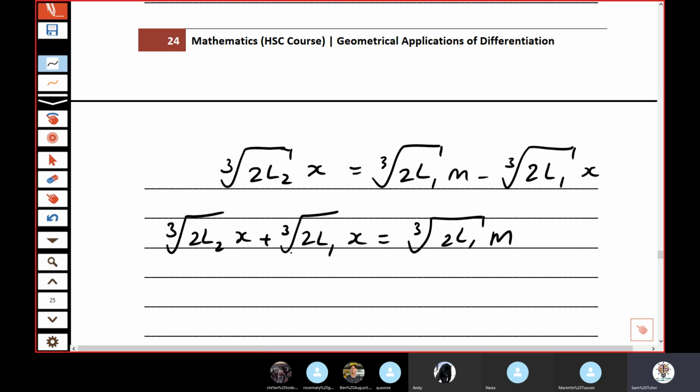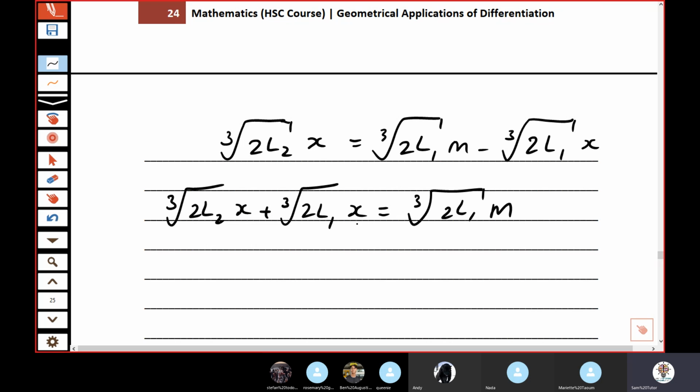Factorize your x out, which looks like the question that I think we were just doing. Looks like there's two things, so factorize them out. It will look like this. And welcome to 99/100.